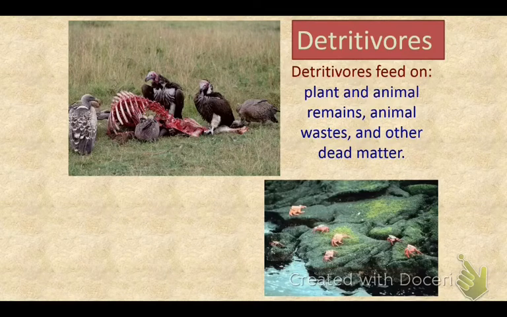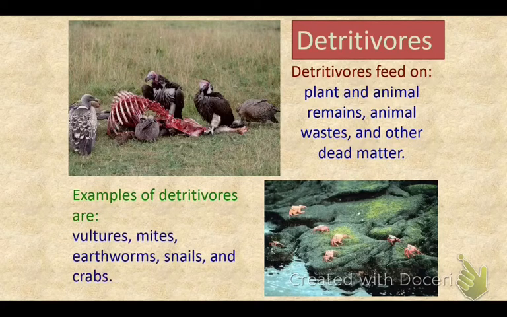So obviously some examples of this would be a vulture. Good. A vulture. Mites. Like dust mites and stuff, they eat dead skin. Okay? Earthworms, snails, and crabs, actually, are detritivores. That's why some people love crab as seafood, and other people think it's gross. It's an animal that eats dead things. It's like eating a vulture for Thanksgiving.